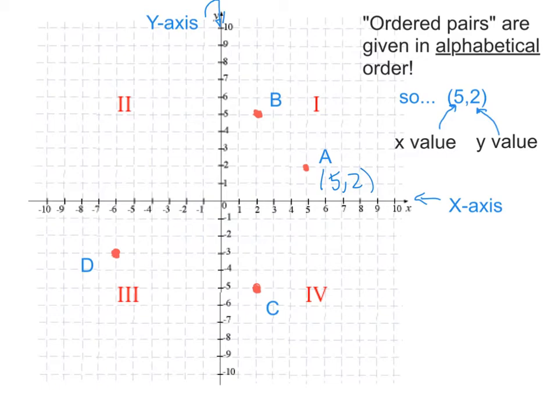Now conversely, point B is 2, 5. Since we begin at 0, 0 again, and we count over 1, 2 points in the x direction, and then we start there and go up 5 points, 1, 2, 3, 4, 5 in the y-axis. So those 2 points are often mixed up. A is 5, 2, 5 in the x direction and 2 in the y direction, and B is 2, 5, 2 in the x direction and 5 in the y direction.